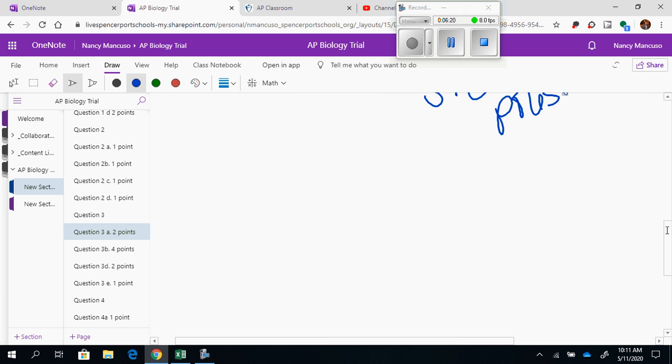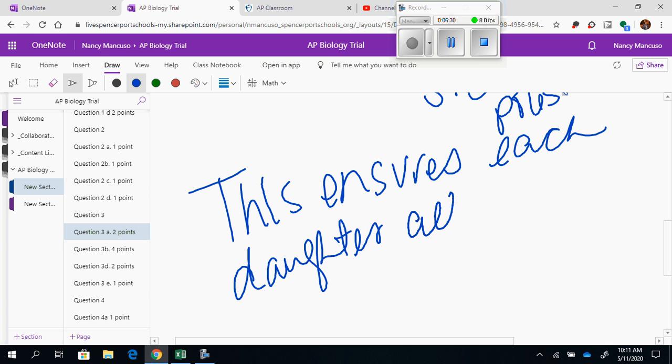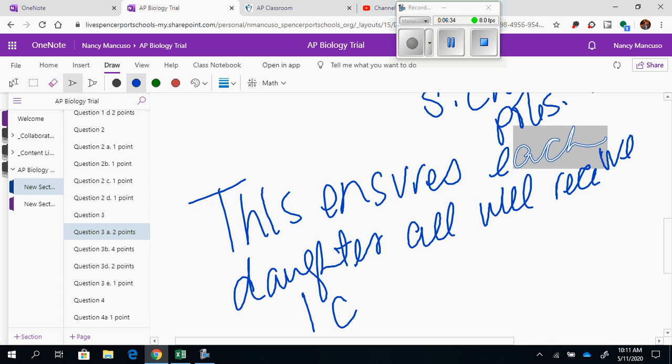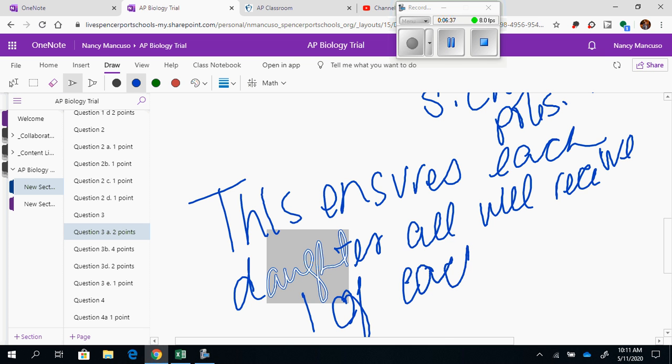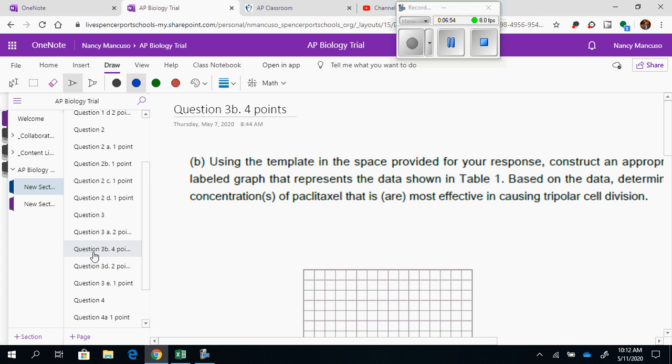All right, this ensures each daughter cell will receive one of each chromosome. So you replicated the chromosome first during S, and then the spindle fibers separated those sister chromatids to each side, so that each daughter cell is going to get one of each chromosome. All right, on to the next question here.